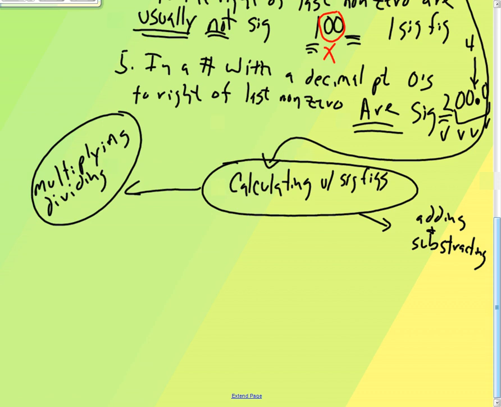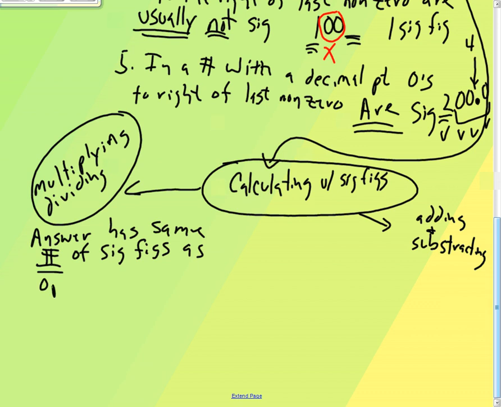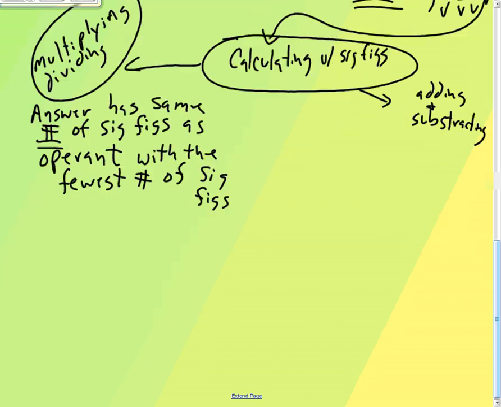Okay, multiplying and dividing is easy. And here's the rule. My answer has the same number of sig figs as operand. That means the numbers I am dividing or multiplying, as operand, with the fewest number of sig figs. Good. So what do I mean by that?